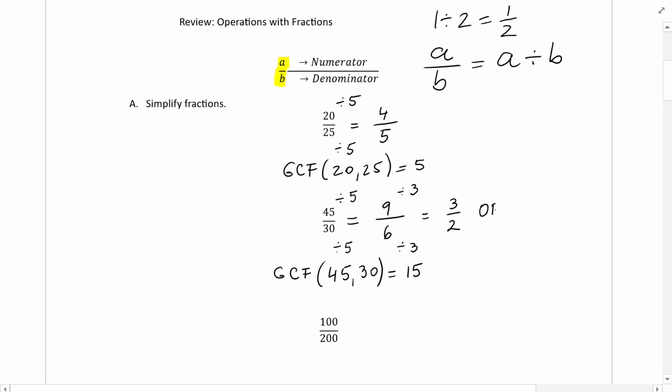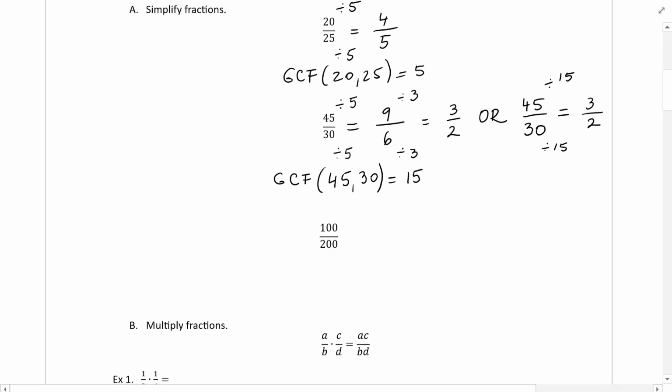So the problem could have been solved this way as well. I'm solving the problem with a different method by dividing both of these numbers by 15, and we could have gotten 3 over 2 right away. So sometimes we can figure out the greatest common factor, the highest number that can divide these numbers evenly, or we can do it step by step like I did when I divided by 5 and then by 3.